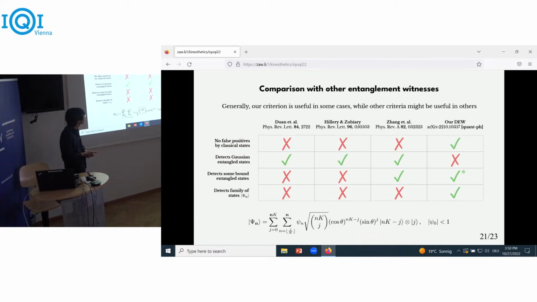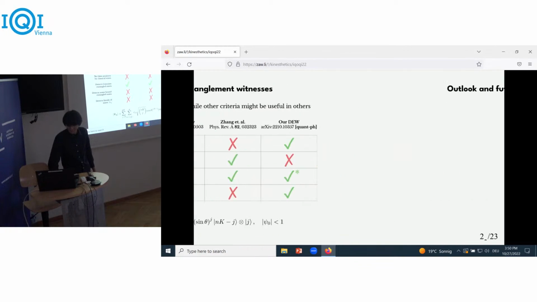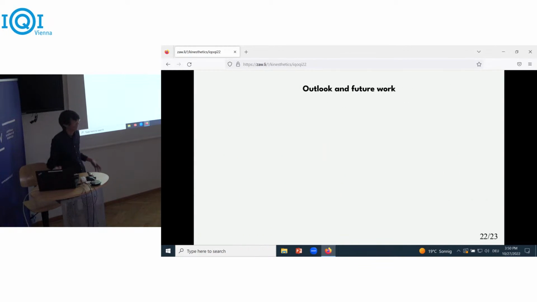Yeah. So the last point is really just to show that it's different. Our criterion and these criteria are different families of witnesses. So yeah, this is really all the work that we have done in the 2 papers. Just a quick overview of what we are currently looking at.